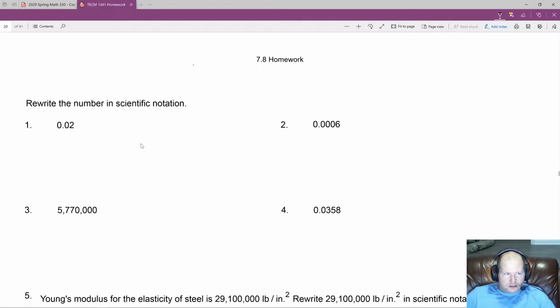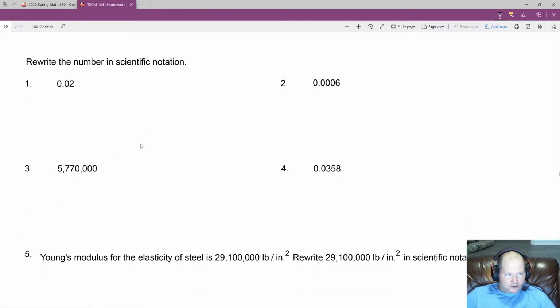7.8 homework. So we're going to rewrite the numbers in scientific notation. Okay. So scientific notation, generally speaking, looks something like, well, let's just dive in and do an example. So scientific notation, first of all, you're going to have the decimal behind the first non-zero digit number. So in this case, we need to put it behind the 2. So far we end up with a 2. So it's 2 times 10 to some power.